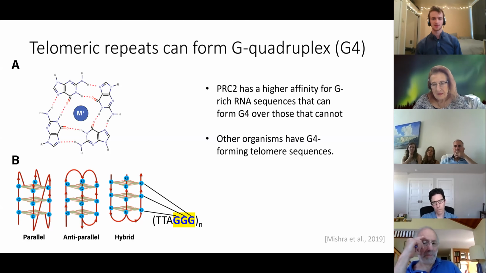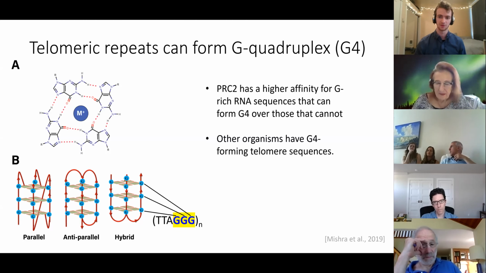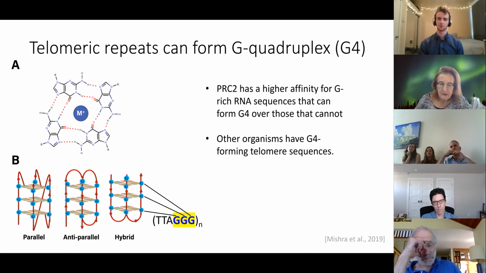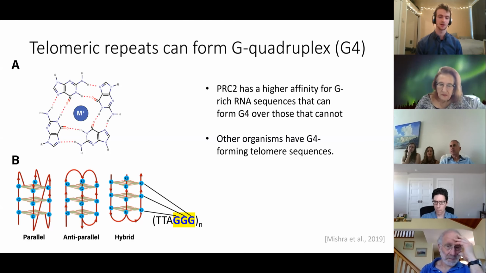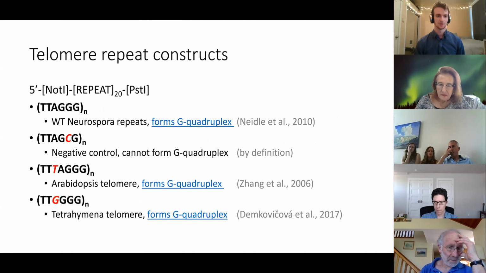Other organisms also, even ones with different sequences of telomeres, can form G quadruplex, such as Arabidopsis and Tetrahymena. So to determine whether non-native telomere repeats could also induce ectopic H3K27 methylation, I designed a series of DNA constructs to insert into Neurospora at the CSR1 locus, which I'm going to pop up right here.